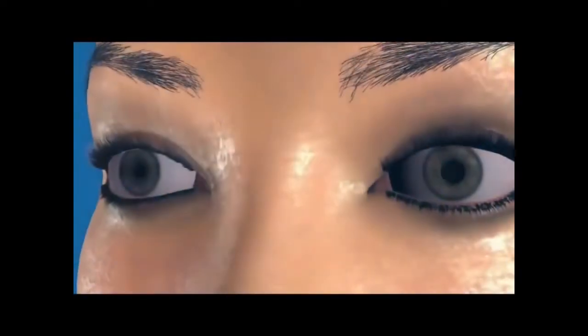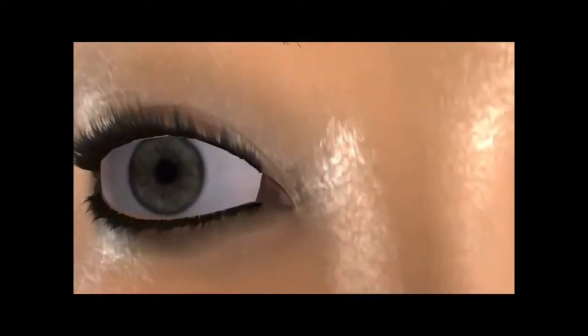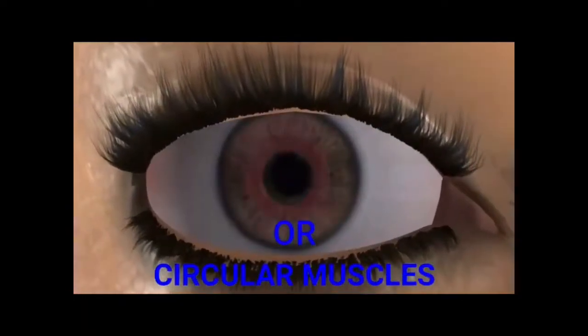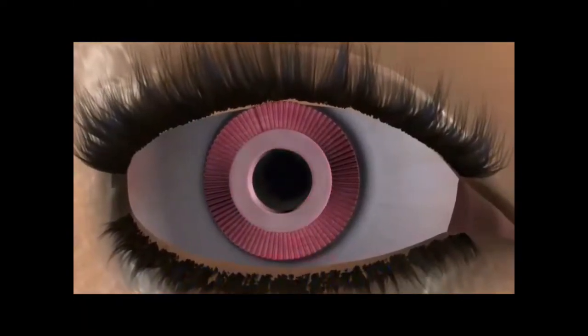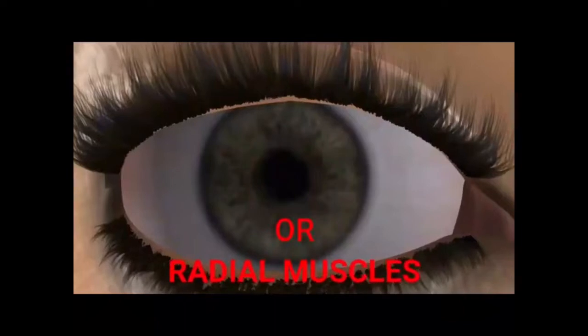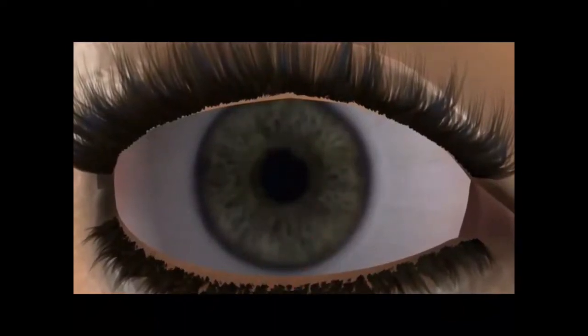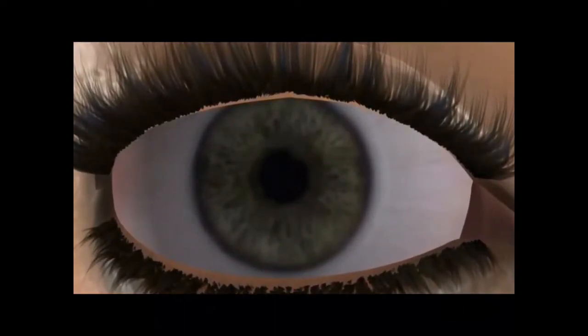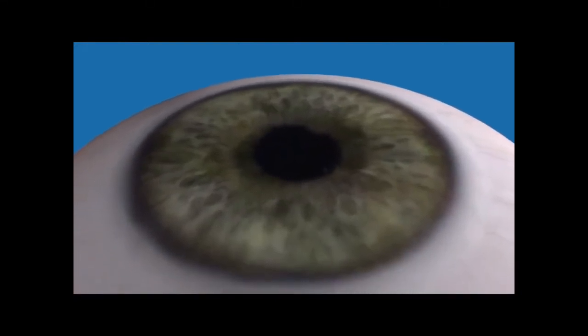The colored part of the eye is called the iris. It is composed of two muscles, the constrictor and the dilator. The black circle at the center of the iris is called the pupil, which is an opening to allow light in the eye. The pupil appears black because the inside of the eye contains pigment to absorb all of the light that enters it and not allow any light to reflect back out.